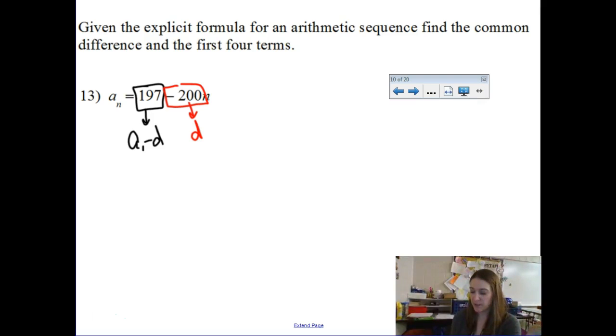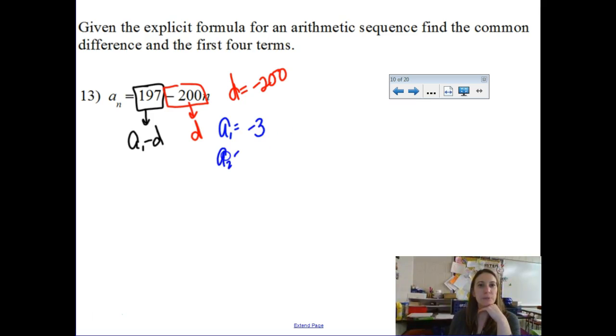So if it's in this formula and they ask what the common difference is, it's really easy for me to say the common difference is negative 200. If you don't believe me, you can find the terms and figure it out for yourself. The first 4 terms would be when you plug in a 1, a 2, a 3, and a 4. So the first term, which you can notate as a sub 1 if you'd like, is negative 3.